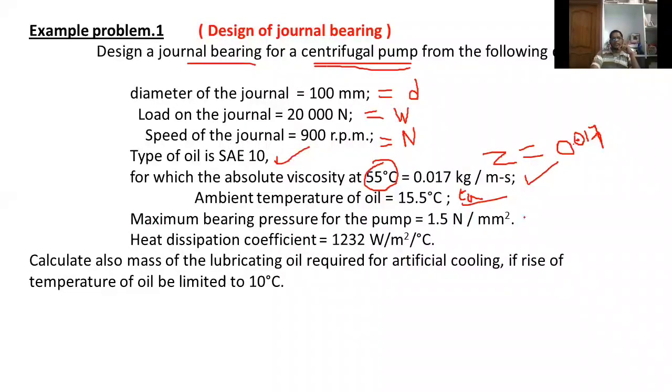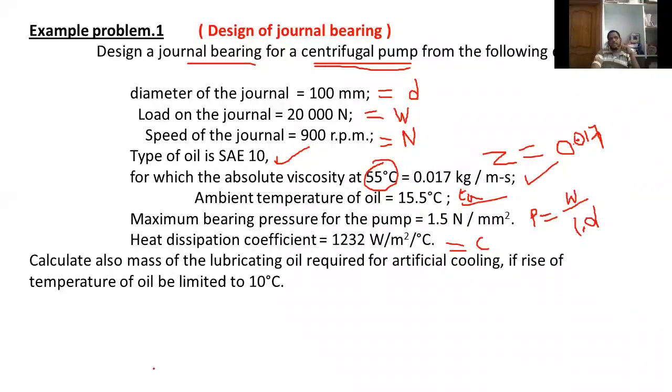The maximum bearing pressure is given, that is P equal to load by area, W by length into diameter of the shaft. P equal to 1.5 newton per mm square. The heat dissipation coefficient, capital C, equal to 1232. Also calculate the mass of lubricant oil required for artificial cooling if the rise of temperature of the oil is limited to 10 degrees Celsius.